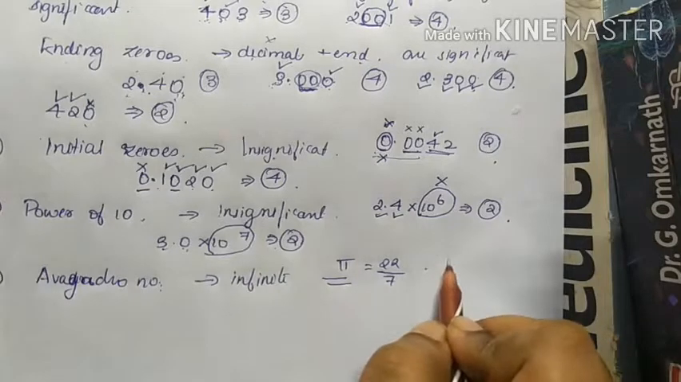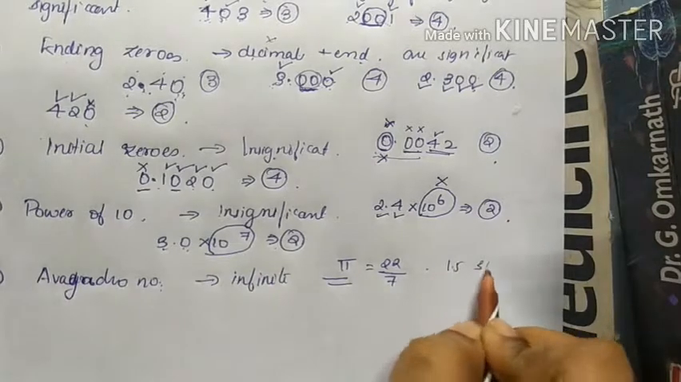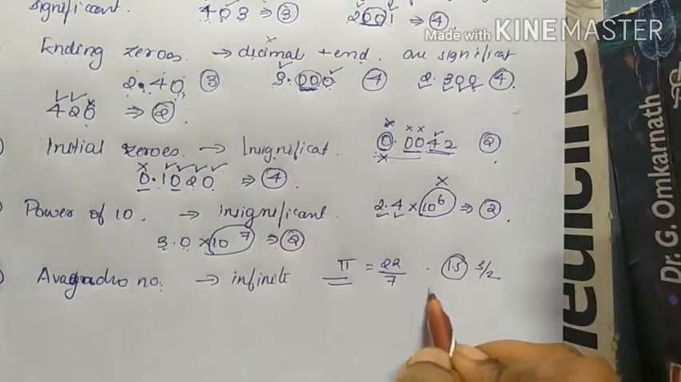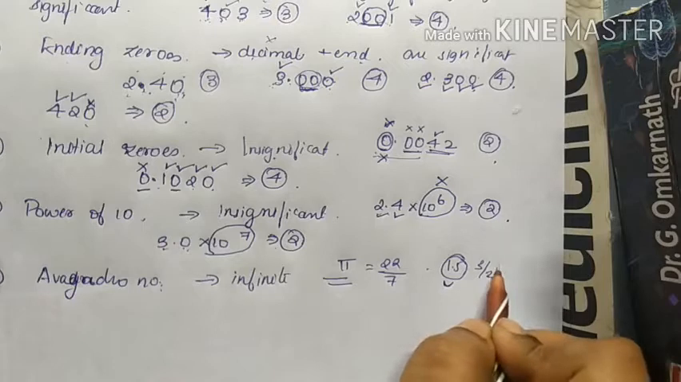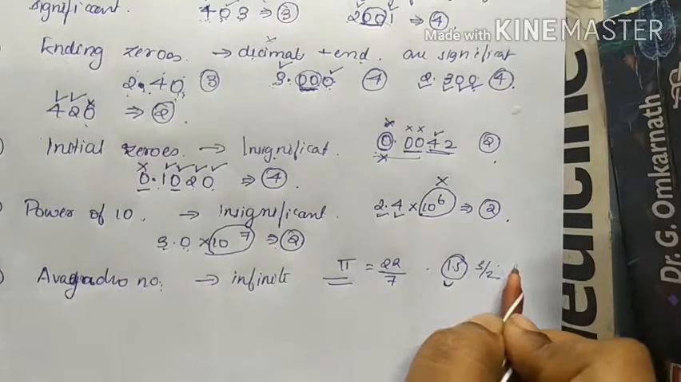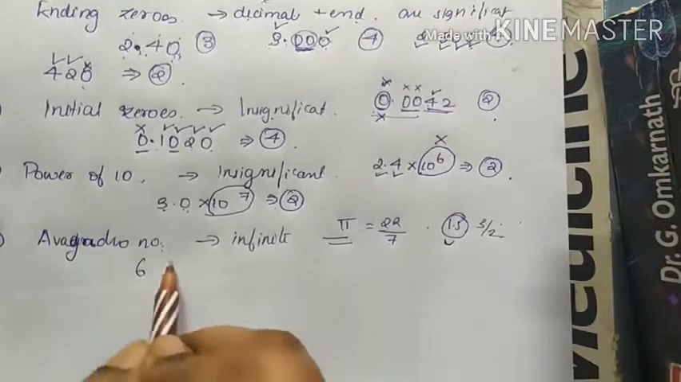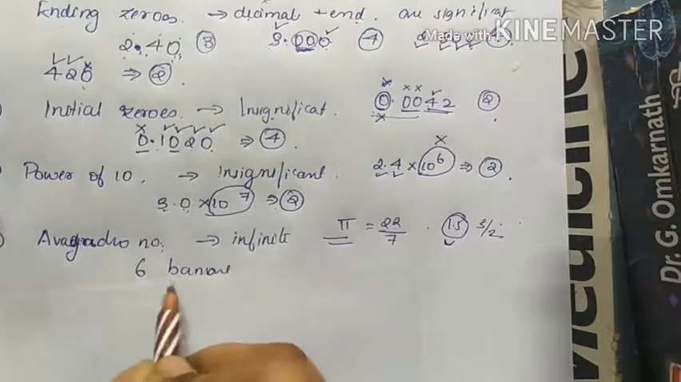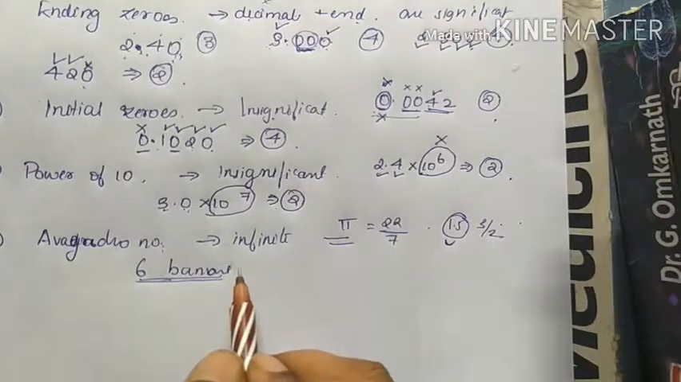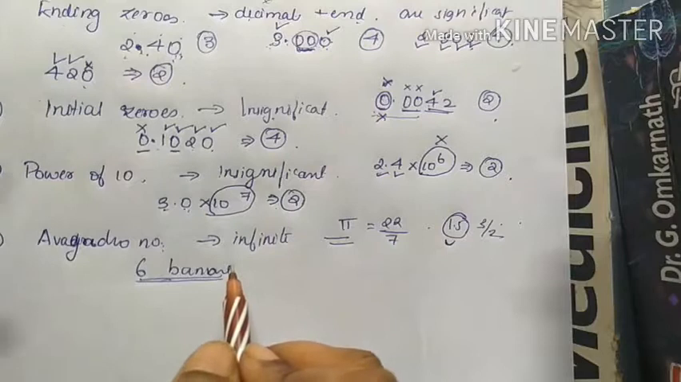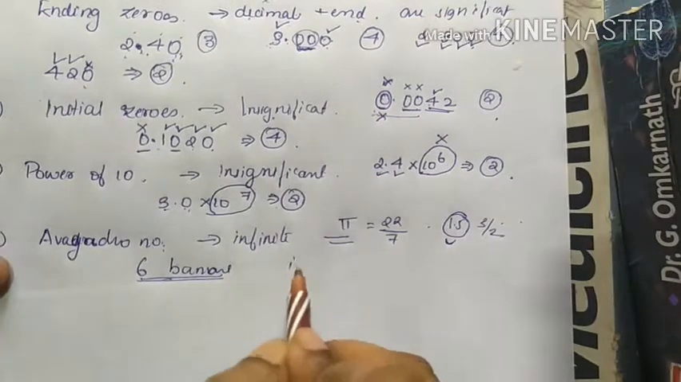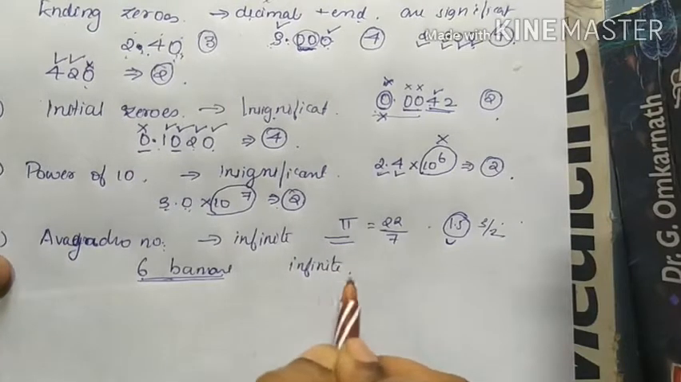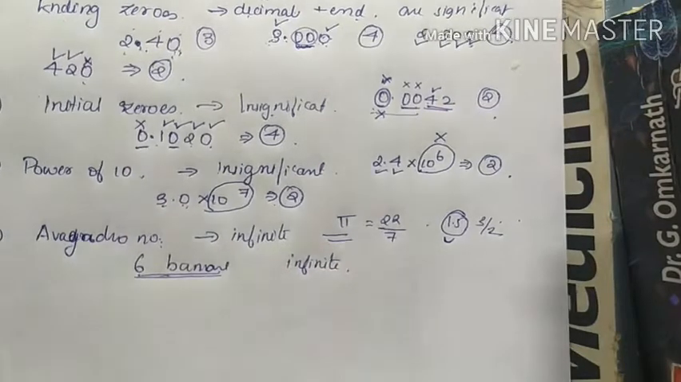The refractive index of any material, say water, is 1.5, so that means 3 by 2. That means it's a fixed number, right? So then you will say it has 2 significant figures? No, it's a constant value, so it has an infinite number of significant figures. Similarly, someone says, yes, I have 6 bananas with me. It's a constant value, right? So how many significant digits does it have? Infinite. Clear? I hope this much is clear.